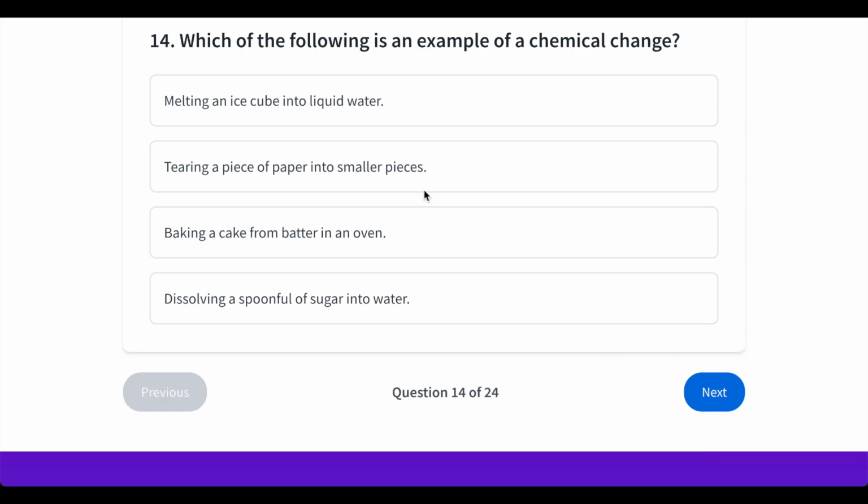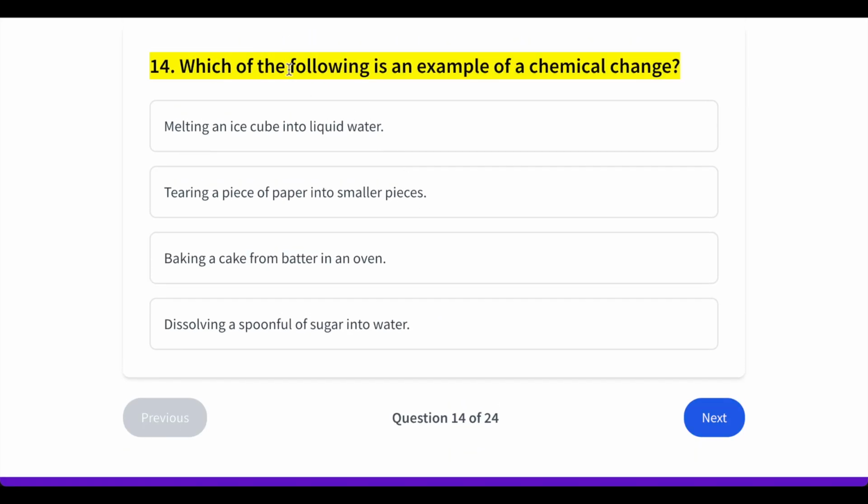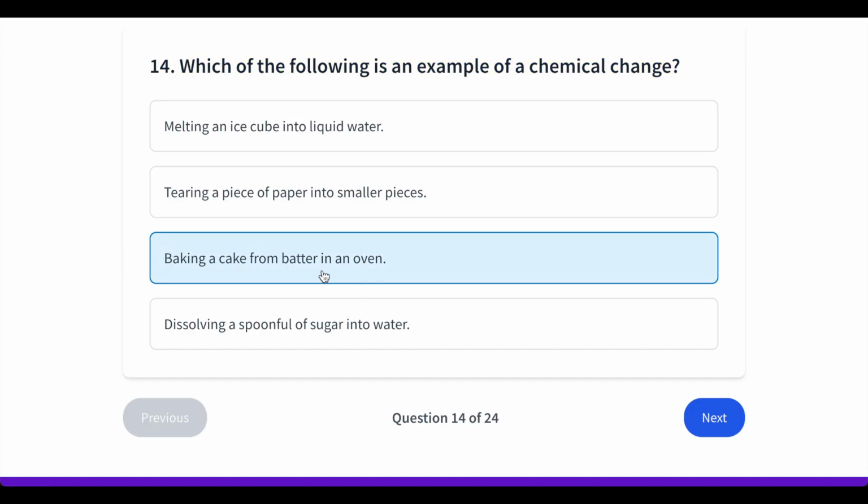Moving to question 14, this one asks, which of the following is an example of a chemical change? All right, option C, baking a cake from batter in an oven is the choice that I'll be selecting because the heat from the oven causes the chemical reactions that create new substances. So that is the chemical change.